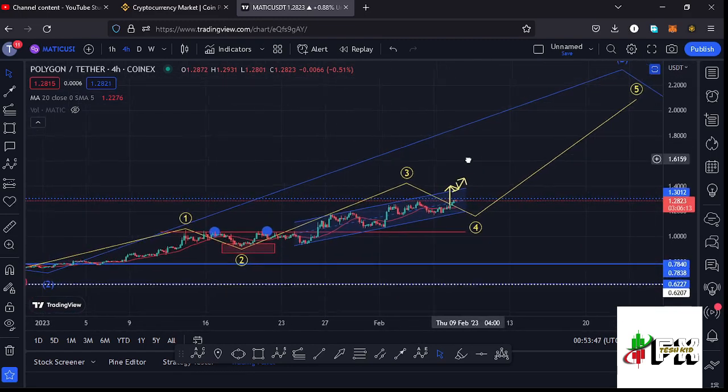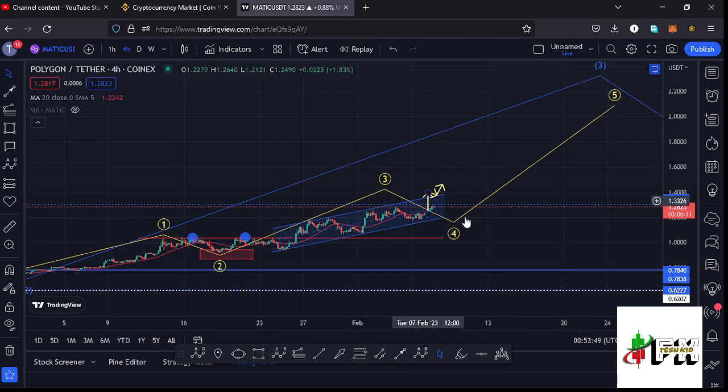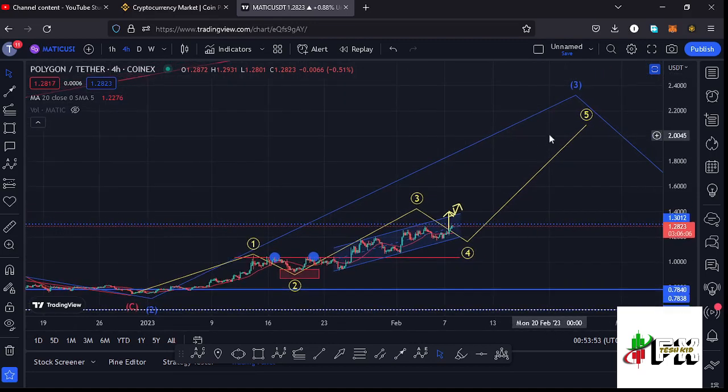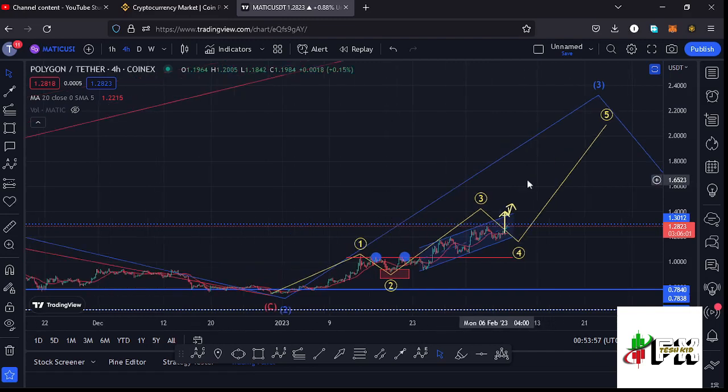And once we see the formation of this wave 5 of this fractal wave right here in yellow, I believe that will be completing an even larger Elliott wave count 3, which is giving me the long-term scenarios that I'm expecting to play out here on the Polygon MATIC chart.